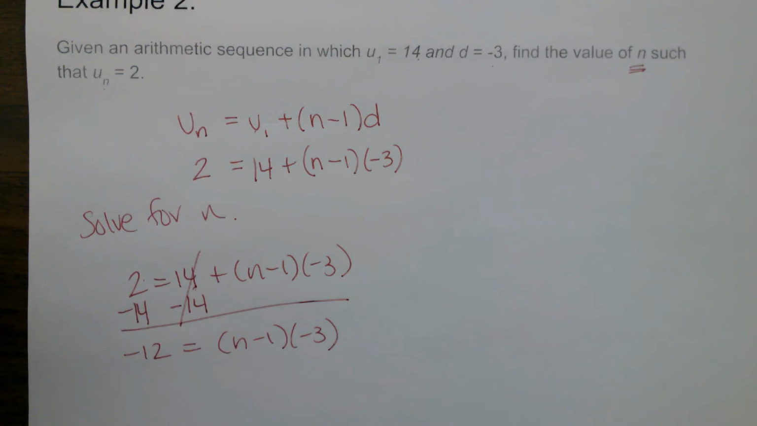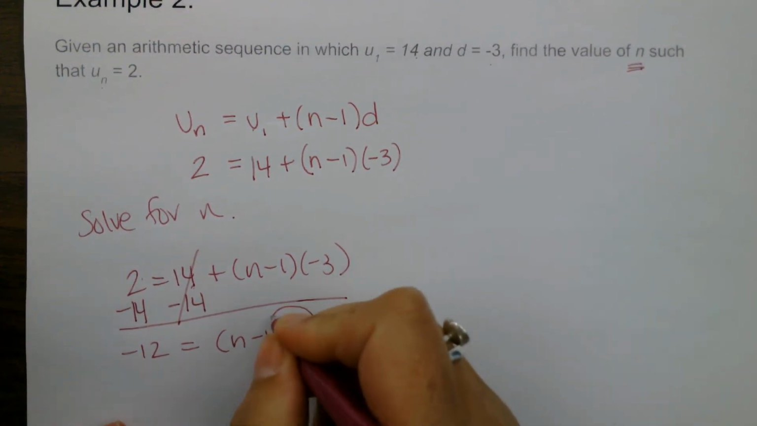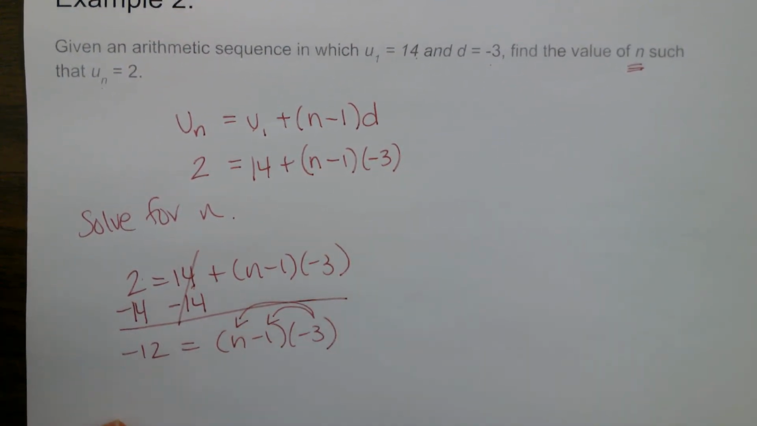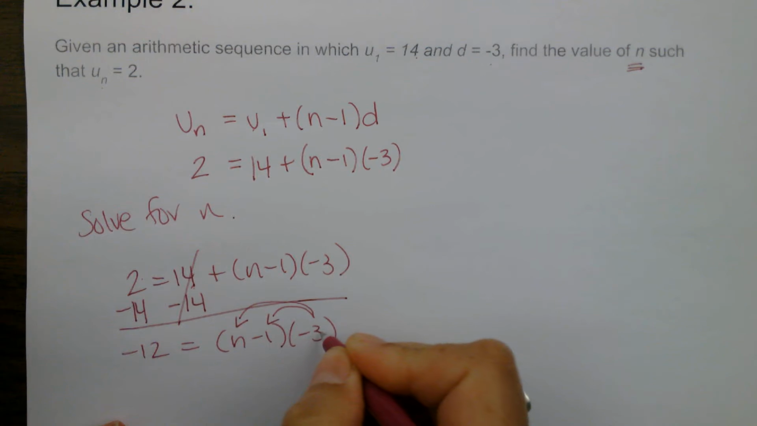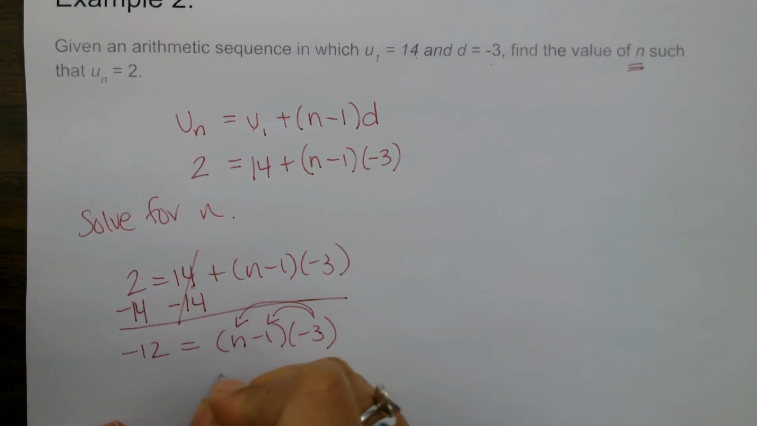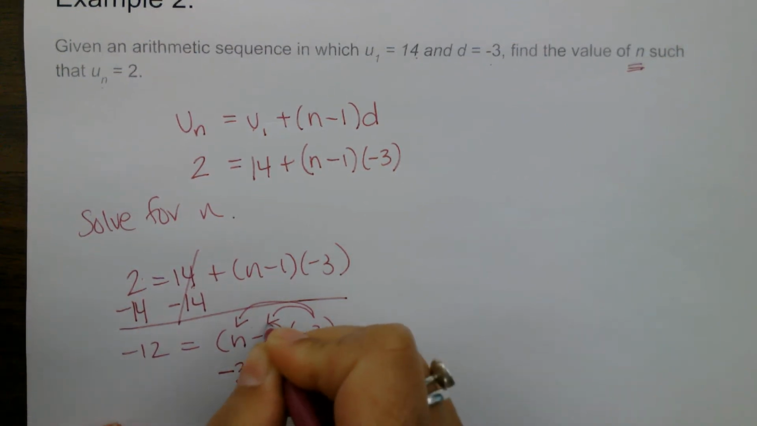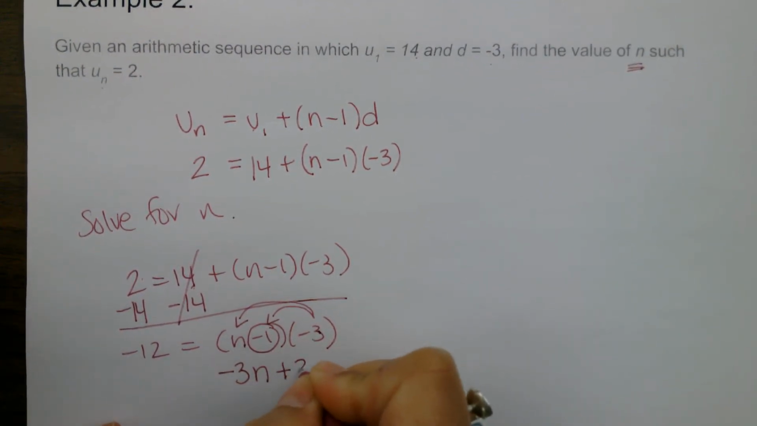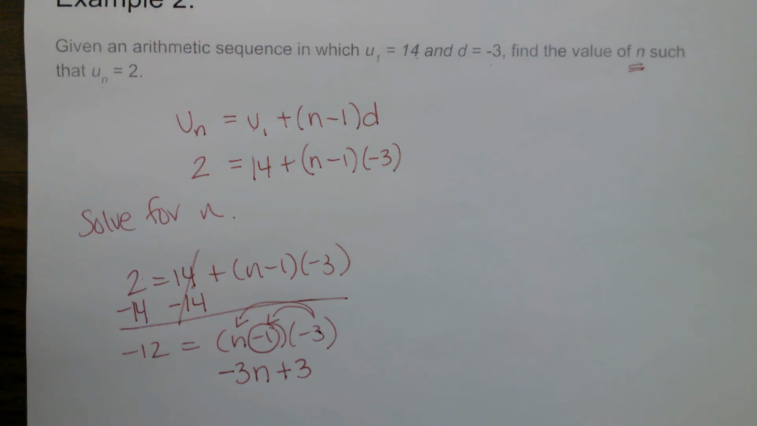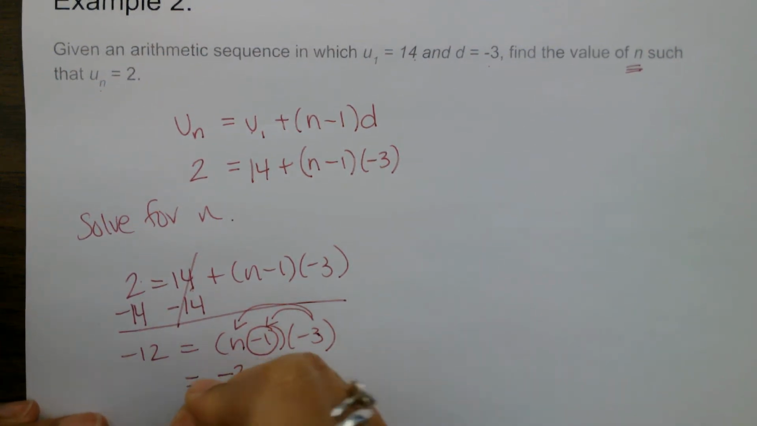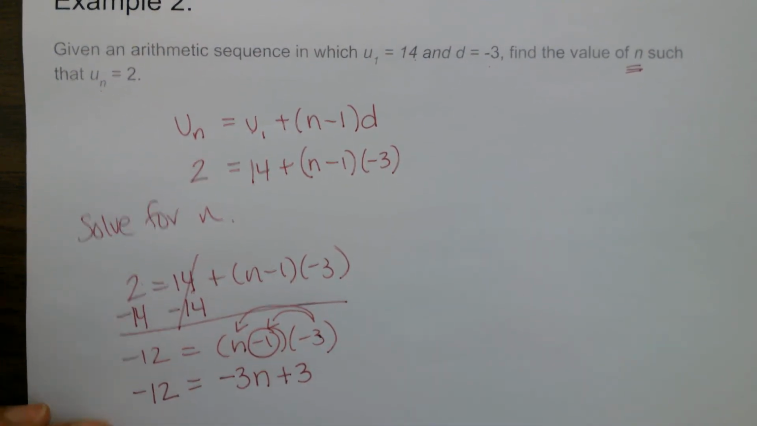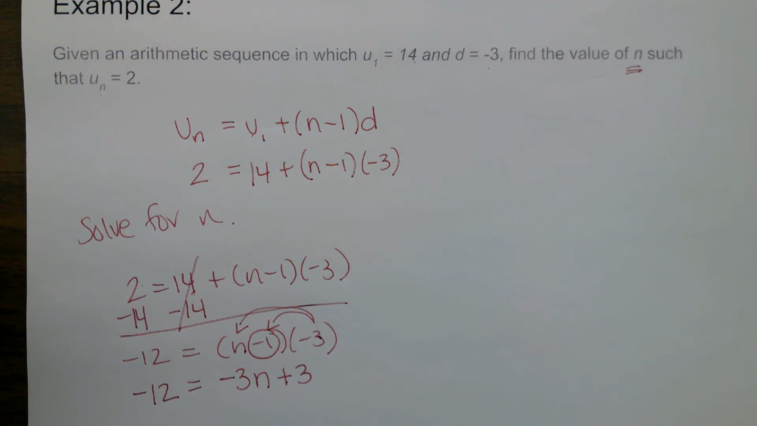Okay, here's where the ways kind of separate. So for this way, I'm going to be using the distributive property. Some already saw it where we're going to be distributing our 3. So we're going to be doing negative 3 times positive n. That's going to give a negative 3n. Negative 3 times negative 1 gives you a positive 3. Be careful with your signs. This equals, I'm bringing down the equal sign and the negative 12.